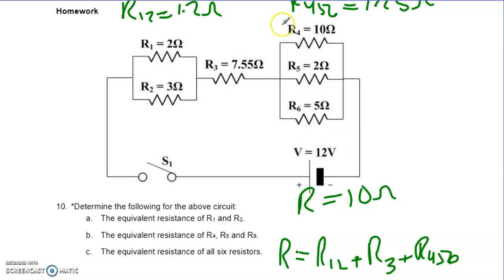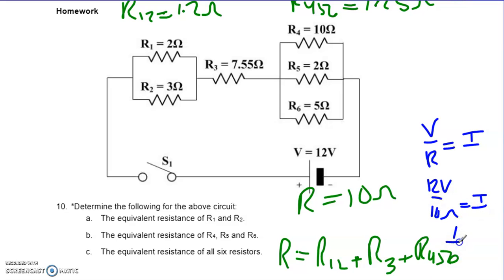Now, the question that I skipped to after I skipped over C was, what's the current through the battery? If I have voltage and resistance, I can use Ohm's law. So I take V over R to get I, which is my current through the battery. That's 12 volts over 10 ohms is equal to I. I get I is equal to 1.2 amps. So my current at the battery is 1.2 amps.